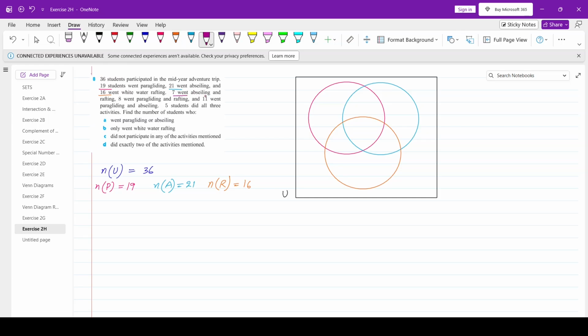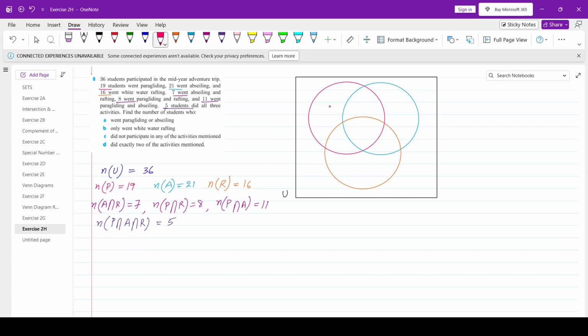Now 7 went abseiling and rafting. Therefore, A intersection R is 7. 8 went paragliding and rafting. So paragliding intersection rafting is 8. And 11 went paragliding and abseiling. Number of students in paragliding and abseiling is 11. 5 students did all the 3 activities. So the number of students in paragliding intersection abseiling intersection rafting is equal to 5.